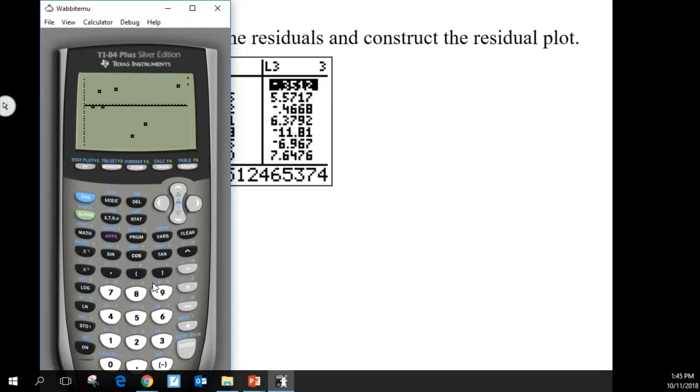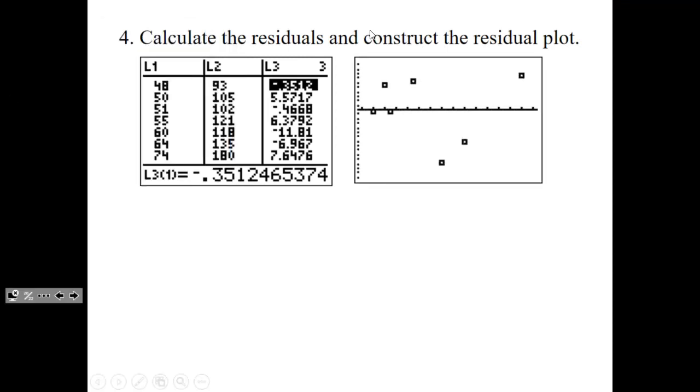There's my residuals. As we said, my first one should be a little bit negative. So it's a little bit negative. Second one, positive, quite a bit more positive. First one was negative 0.35. Second one was 5. Then negative 0.46. Then positive 6. Negative 11. Negative 6.9. Positive 7. So I don't really see a clear pattern. Some of them are above the line, some of them are below, some are close, some are far. We're not really seeing a clear pattern there. But that's what we got.